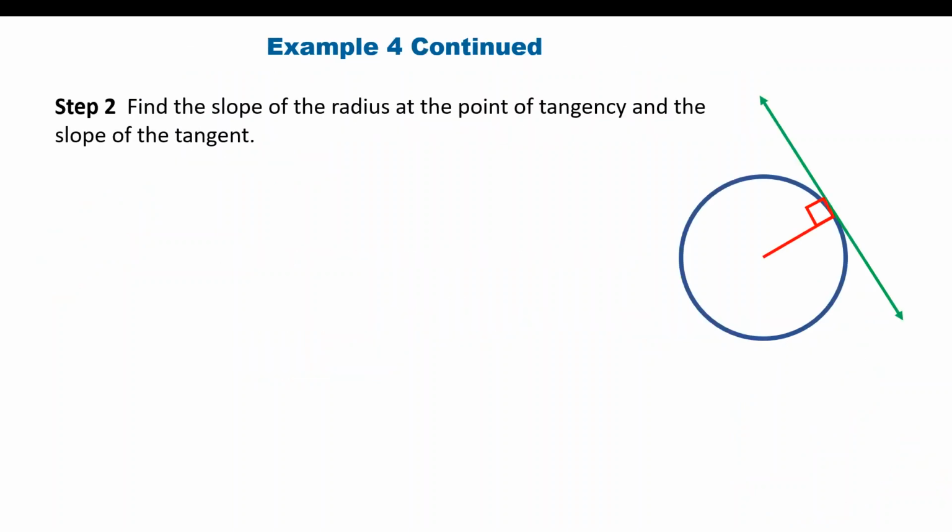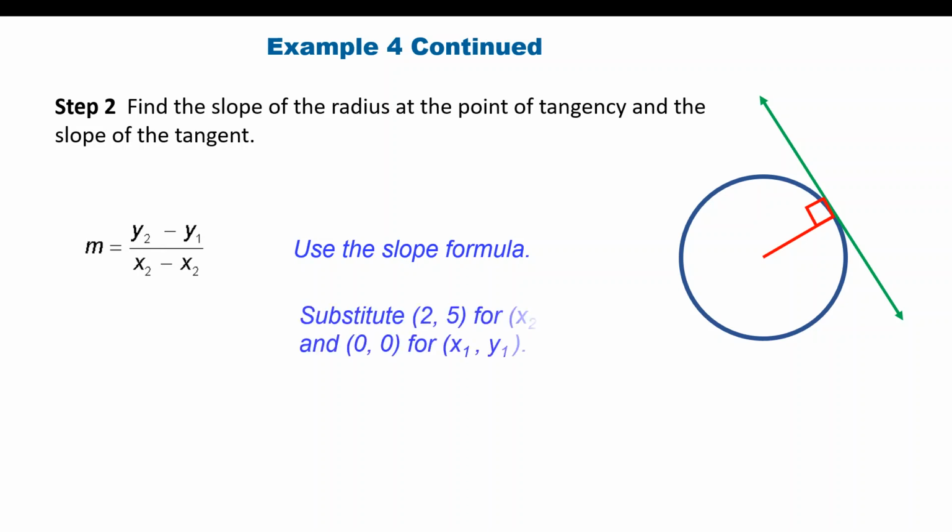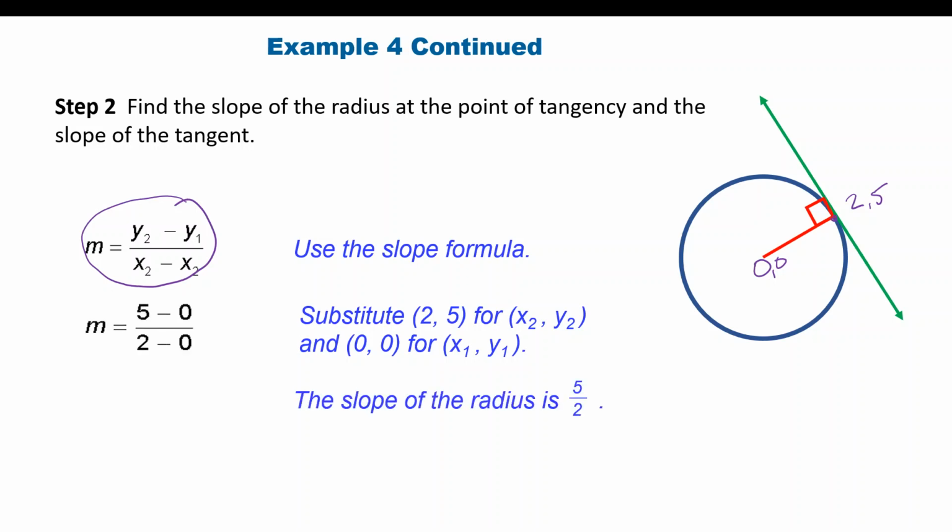All right, so step 2, we're going to find the slope of the radius at the point of tangency and the slope of the tangent. So let's use the slope formula because we know 2 points. The center is at 0, 0, and this point is 2, 5. To find our slope, we put the difference of the y's over the difference of x's. When we substitute that in, we find that the slope of the radius is 5 over 2.